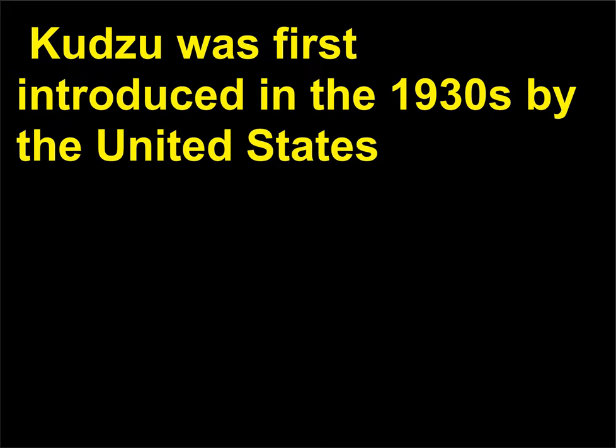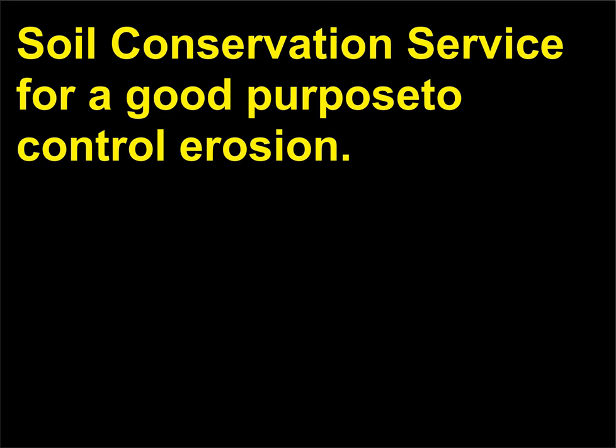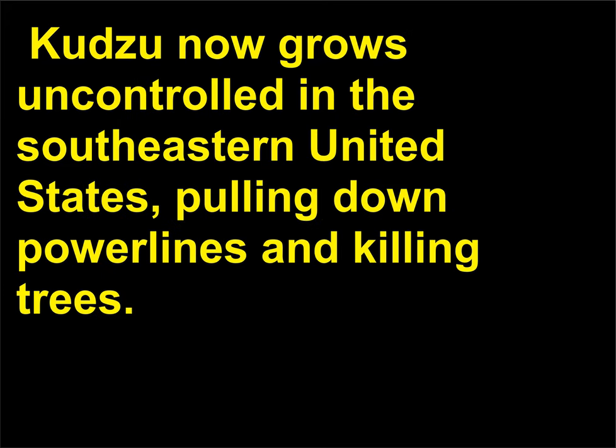Kudzu was first introduced in the 1930s by the United States Soil Conservation Service for a good purpose: to control erosion. Kudzu now grows uncontrolled in the southeastern United States, pulling down power lines and killing trees.